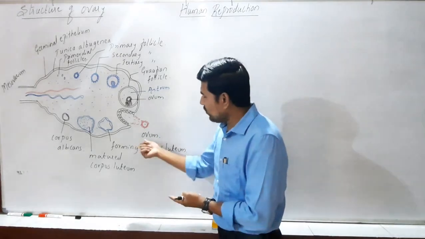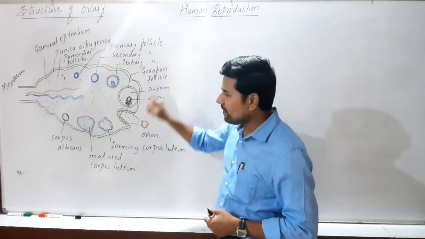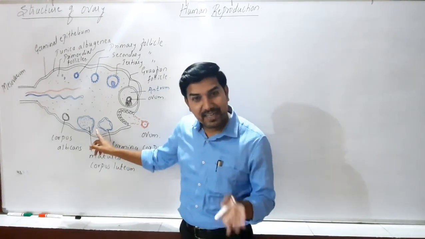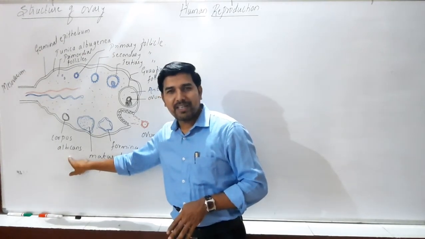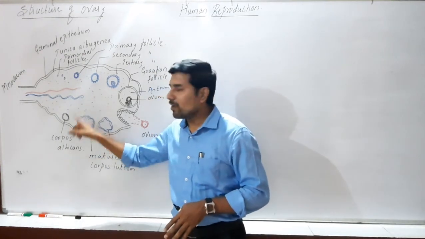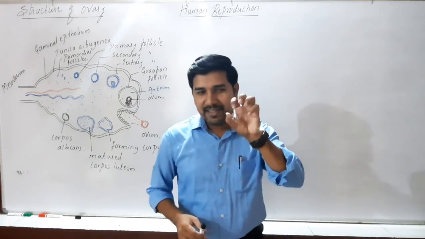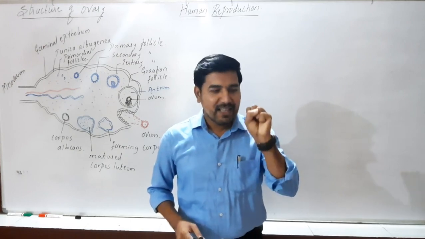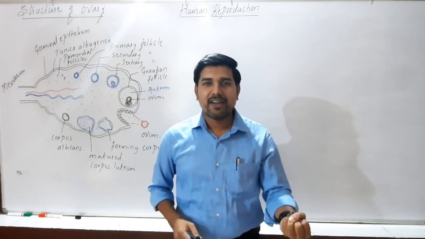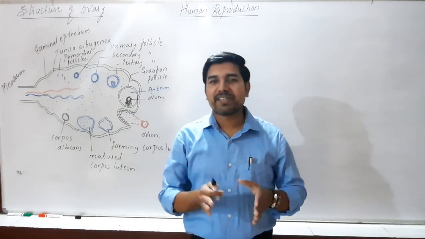What will happen if the ovum is not fertilized? If the ovum is not fertilized, this corpus luteum gets degenerated and converts into the corpus albicans. Corpus albicans is the degenerative form of corpus luteum. When it degenerates, progesterone hormone is not secreted. Due to this lack of progesterone hormone, the next menstrual cycle starts.